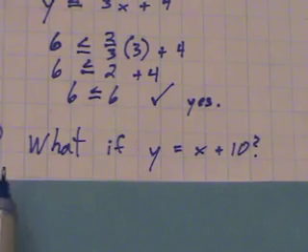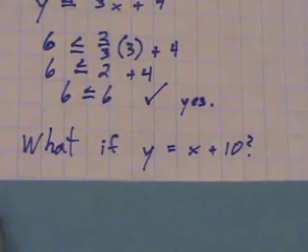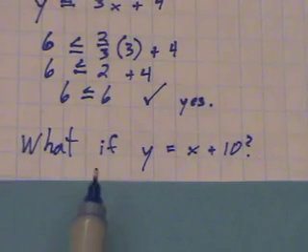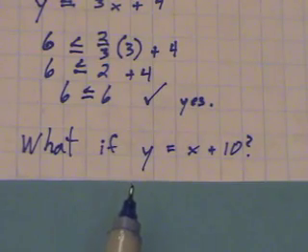B comes with a question. They want to know if an ordered pair is not a solution of y is greater than x plus 10, does it have to be a solution of y is less than x plus 10? And here's my question. What if y were equal to x plus 10?